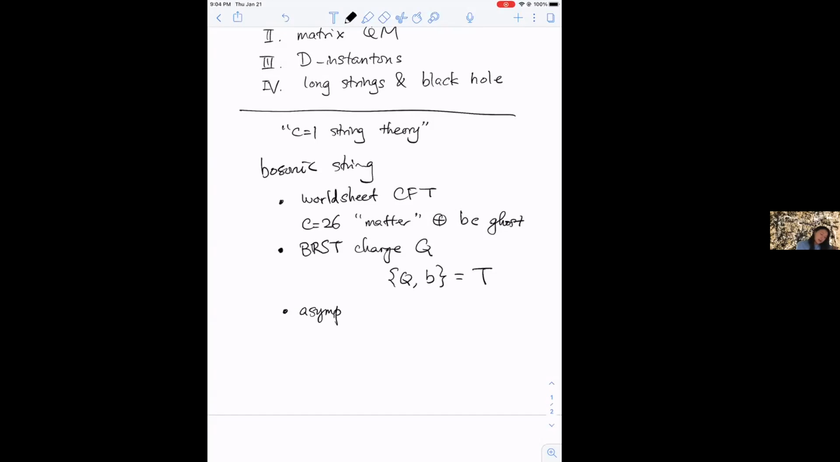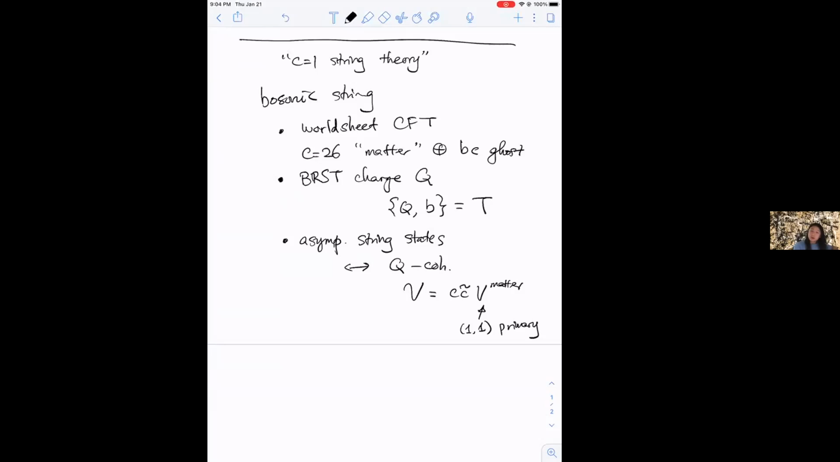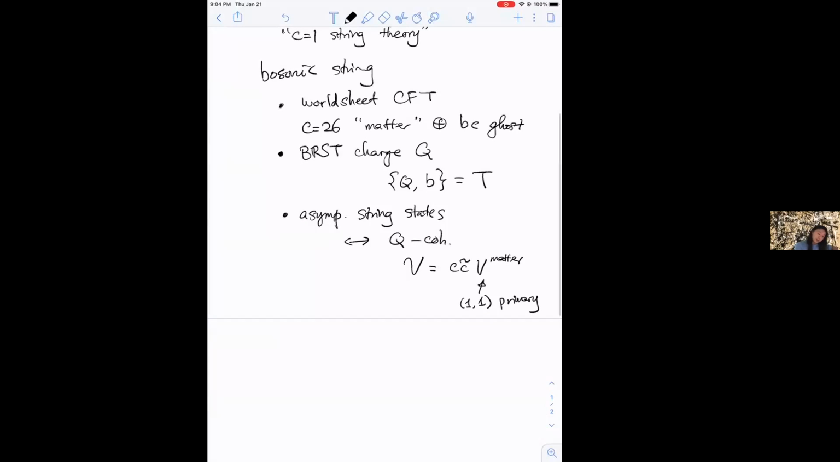The asymptotic string states are in one-to-one correspondence with the BRST cohomology. And they can be represented by vertex operators of the form c c-tilde ghosts times some matter vertex operator that is a weight (1,1) primary operator with respect to the Virasoro algebra. That is the usual formulation of BRST cohomology in the so-called old covariant quantization language. And finally, the point of this string perturbation theory is that it allows us to formulate and compute the perturbative spacetime S matrix.